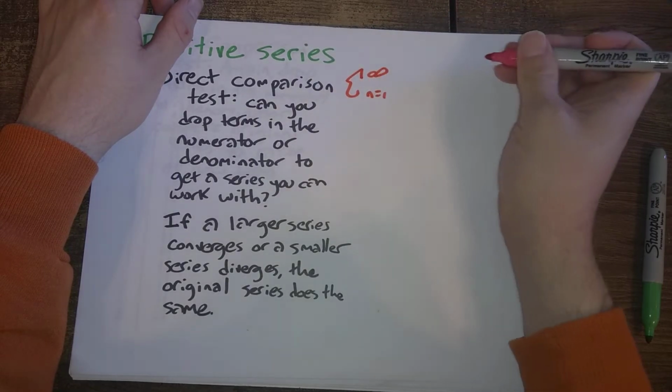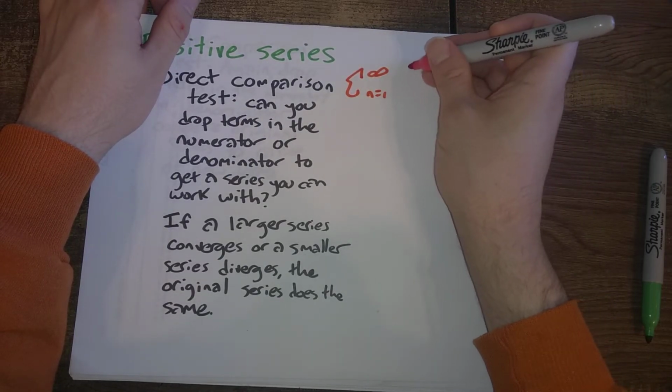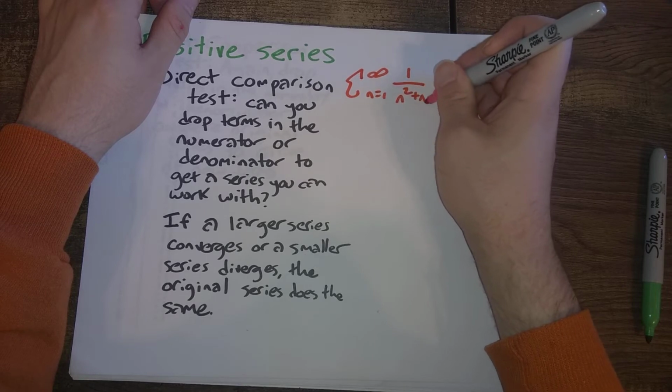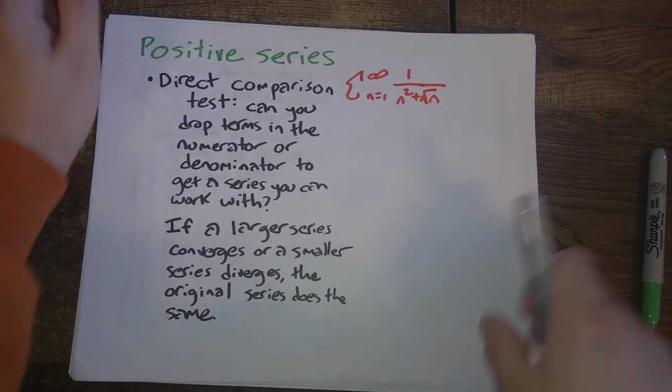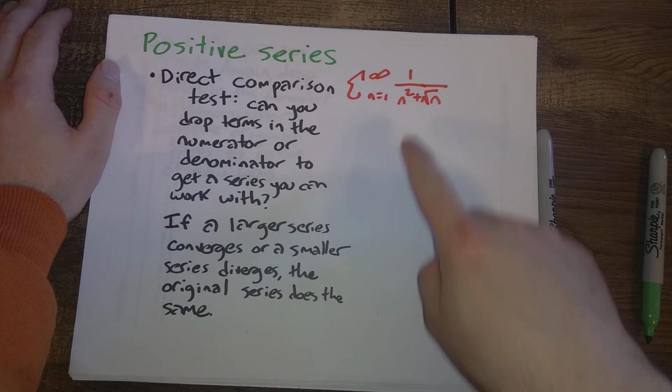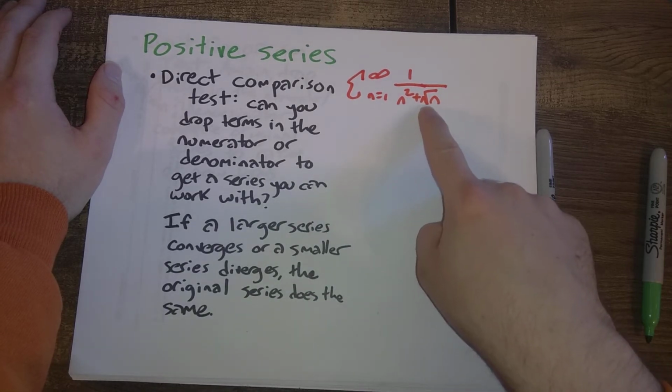So as an example of this, let's say you have the sum from 1 to infinity of 1 over n squared plus square root n. So what are we going to do? We're going to drop terms in the numerator and denominator.